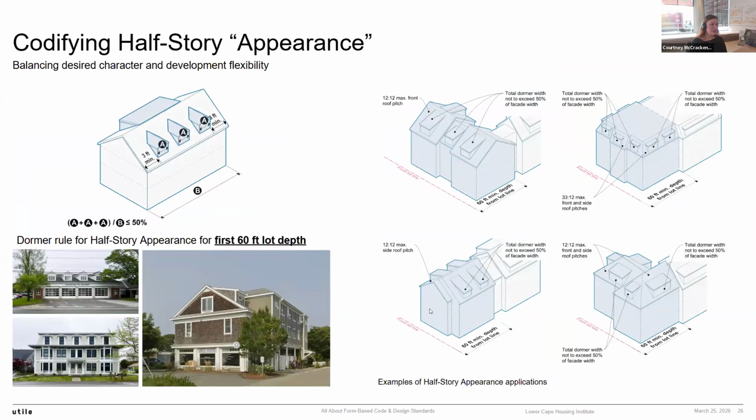So the half-story appearance, what was most important was that you had a specific dormer rule for half-story appearances within the first 60 feet of the building from the front lot line. And we basically had again where it was 3.5 stories for tier one, and then 2.5 stories for tier two. And the dormers that are placed on these half stories had to be less than 50% of the entire length of that facade, so that these dormers were not super long as well. They were placed back from the facade a little bit.